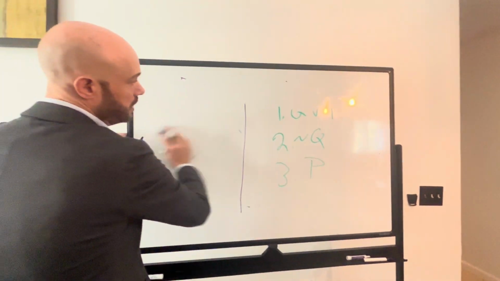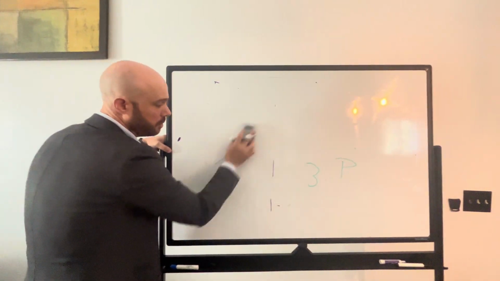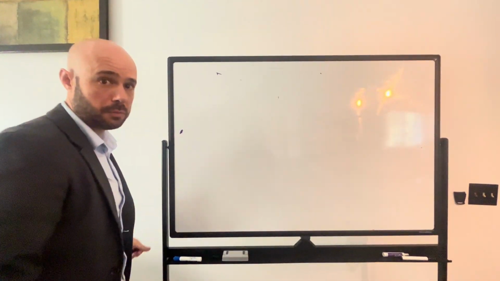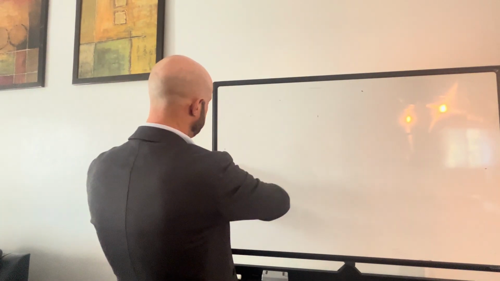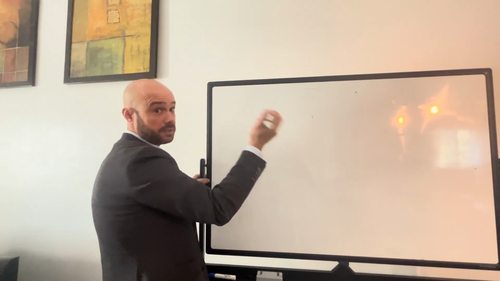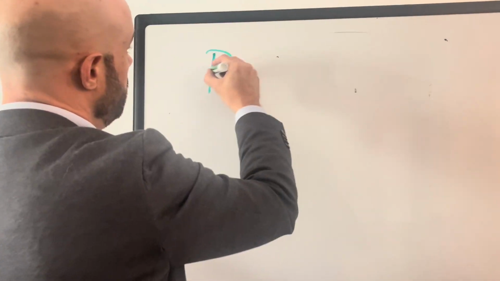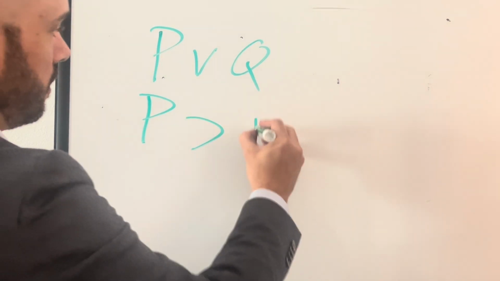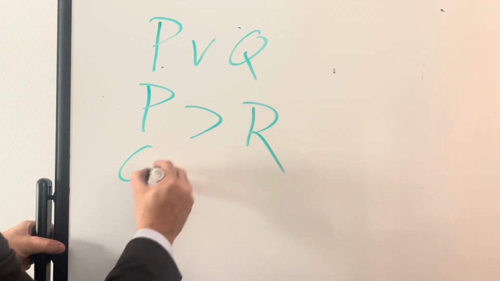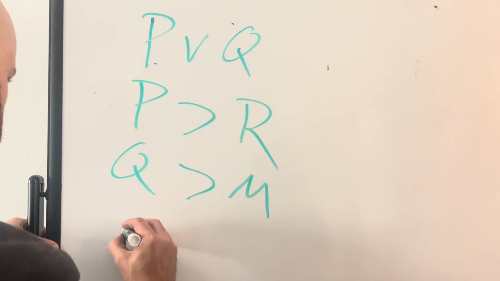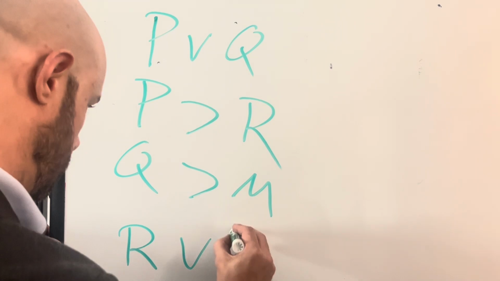Now, what I want to do is show you some more complicated argument forms that include the conditional operator and the disjunctive operator. So the first one is the constructive dilemma. We have either P or Q. If P, then R. If Q, then M. Therefore, either R or M.